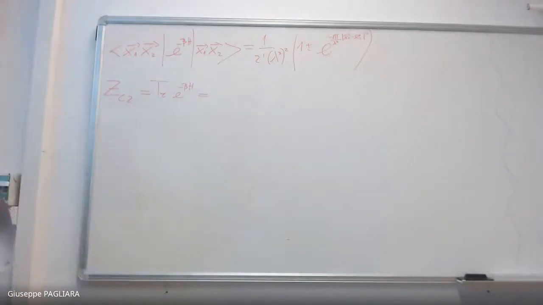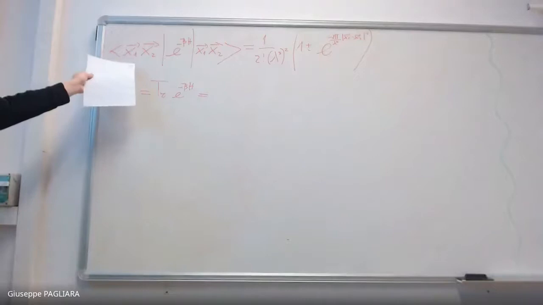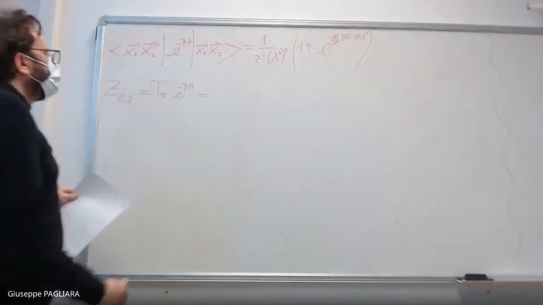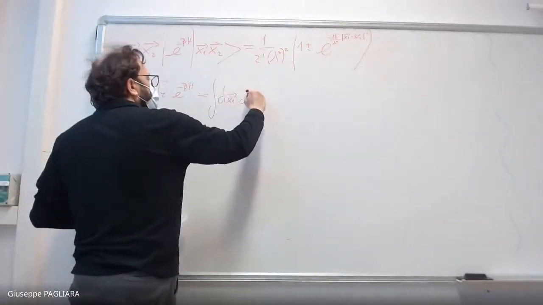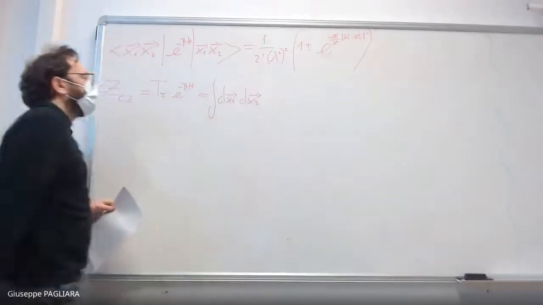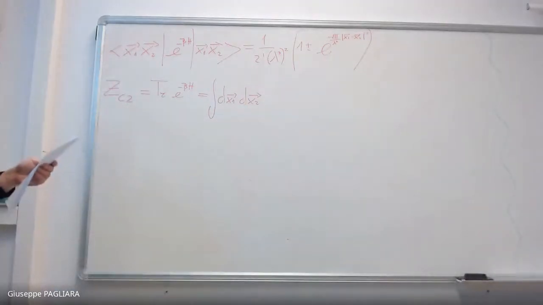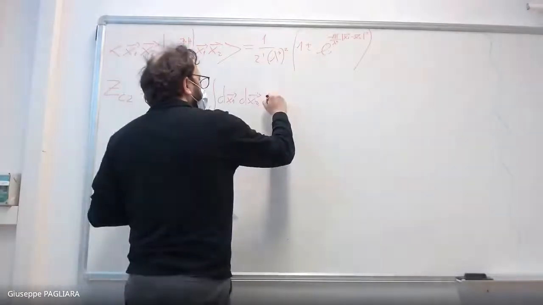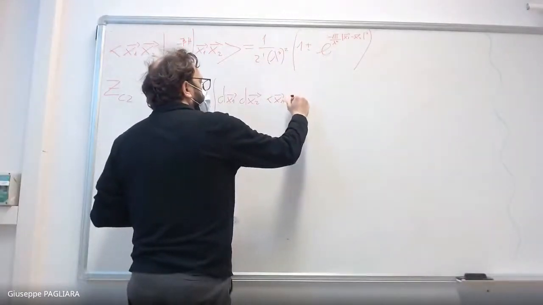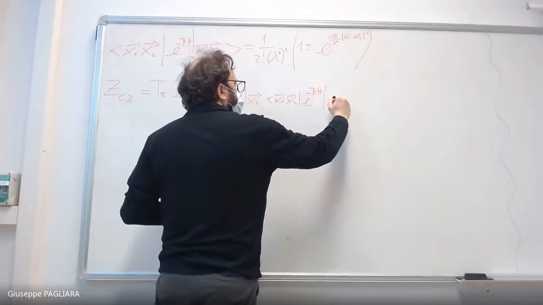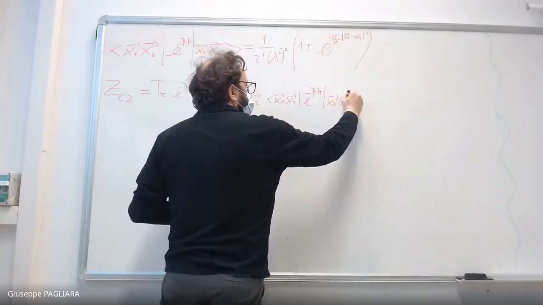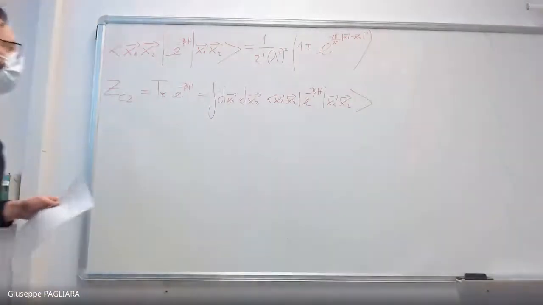And what is the trace in this case? Since we are computing this matrix element in the coordinate space, it is just an integral, no? It's twice the integral. So it's dx1 dx2 of x1 x2 e to the minus beta h x1 and x2. Good.